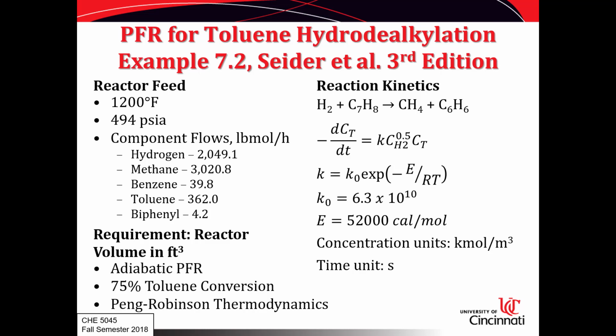I know my reaction rate constants. The reaction rate constant assumes that the concentration unit is kilomoles per cubic meter, activation energies in calories per mole, times in seconds. So these don't line up very well at all with the units in the main flow sheet. What we're looking for ultimately is the reactor volume required for an adiabatic plug flow reaction at 75% conversion of toluene. The problem also specifies using Peng-Robinson thermodynamics, so we'll set up the main simulation to use that thermodynamic system.